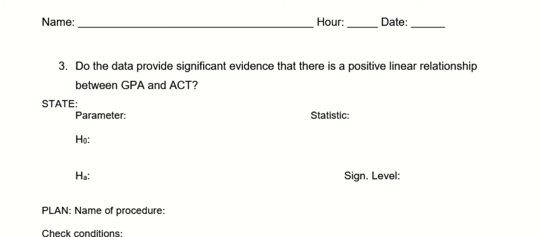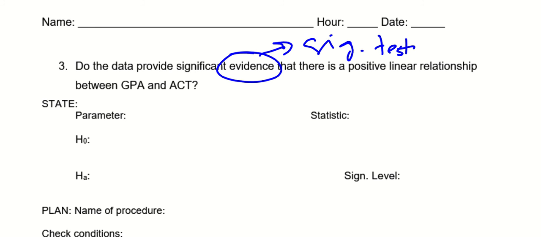And we have a question, and it says, do the data provide significant evidence that there is a positive linear relationship? Well, what do we do when we're trying to find evidence? We do a significance test. So here we go. State, plan, do, conclude. Aren't you glad that this isn't new and you know exactly what to expect here? You guys have learned so much. So here's our state, right? And our state is that we want to test the following hypotheses.